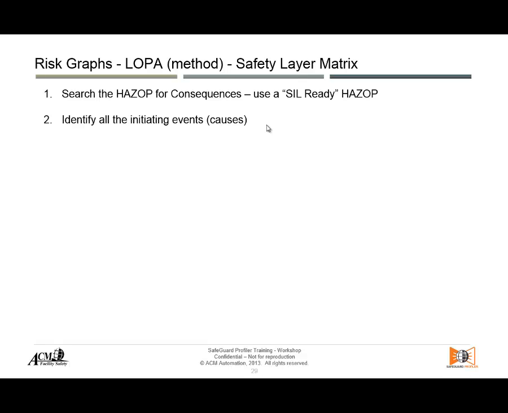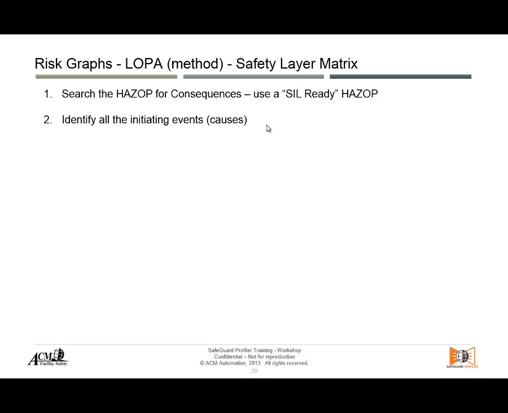First we go through the HAZOP and search for those scenarios that have something in common, which is the same consequence, and also they are related to each other because they are in the same area or the same process unit. So we will go through the HAZOP that is already imported in SafeGuard Profiler and look for those commonalities. That will allow us to create these layer of protection analysis scenarios. After we create those scenarios, they might have a combination of more than one HAZOP scenario, depending on the criteria that I talked about before.